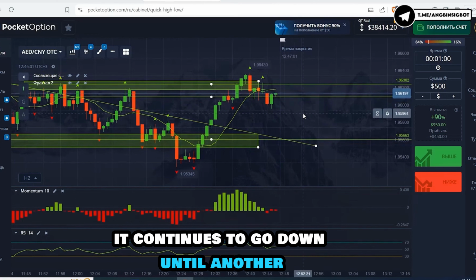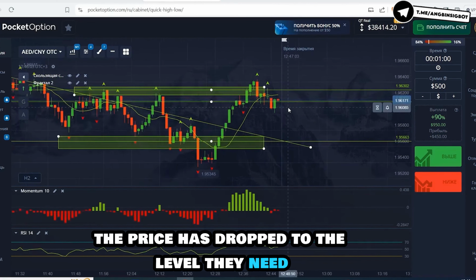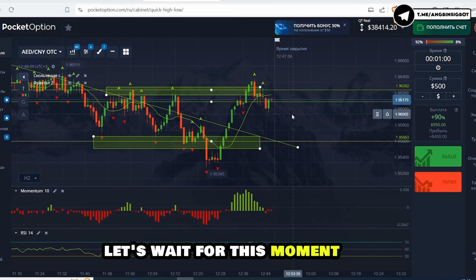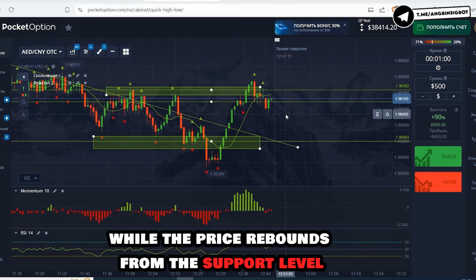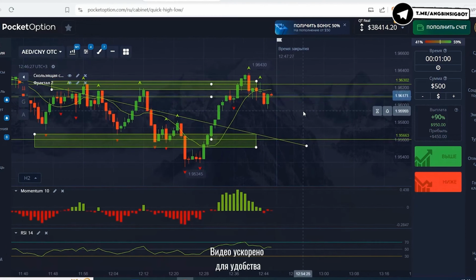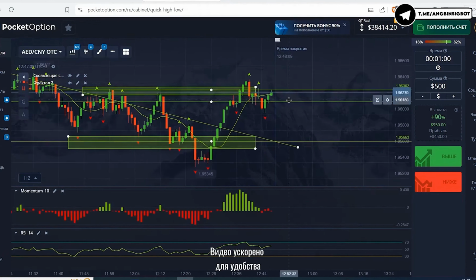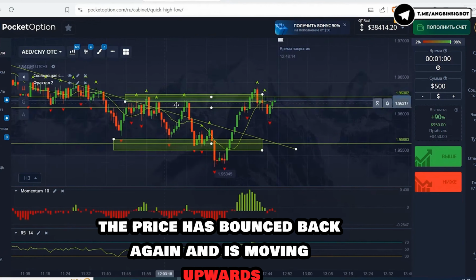It continues to go down until another big player thinks that the price has dropped to the level they need, and it's time to start buying the asset. Let's wait for this moment while the price rebounds from the support level. As we can see, the price has bounced back again and is moving upwards.